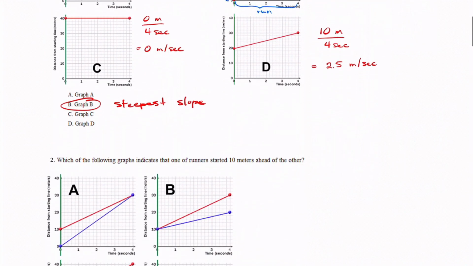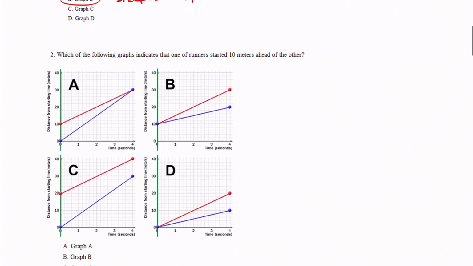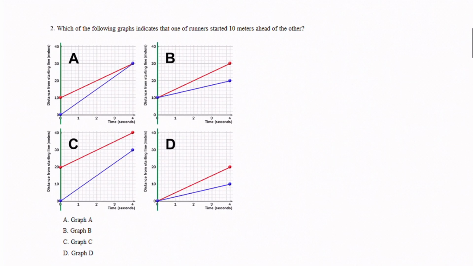Moving on to number 2, and you can pause the video if you want and try to guess this one. It says, which of the following graphs indicates that one of the runners started 10 meters ahead of the other? So looking at all the graphs, remember this was the distance from the starting line. So if one runner started at, say, like 0 meters and the other runner started at 10 meters, that right there, they have a 10 meter head start.